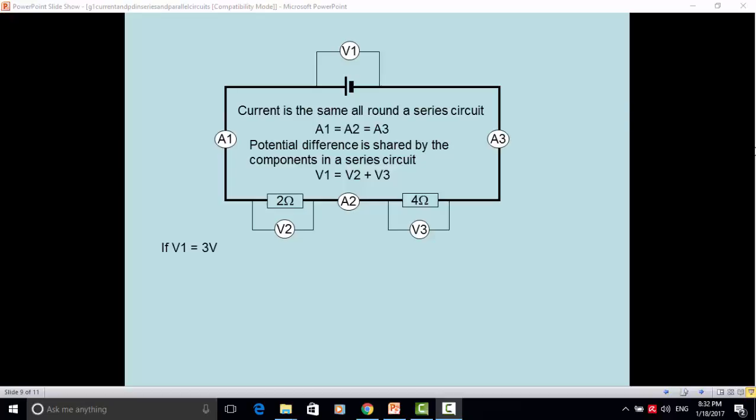If voltmeter 1 is equal to 3 volts and voltmeter 2 is equal to 1 volt, then voltmeter 3 must be equal to 2 volts, because 1 plus 2 equals 3. Using Ohm's law for the 2 ohm resistor, we have current as potential difference over resistance, and the potential difference is 1 volt, the resistance 2 ohms, giving a current of half an amp. So the current all around the circuit will be half an amp.